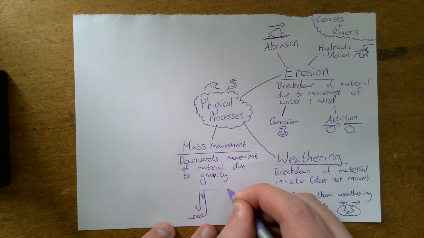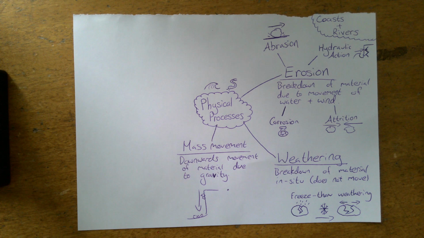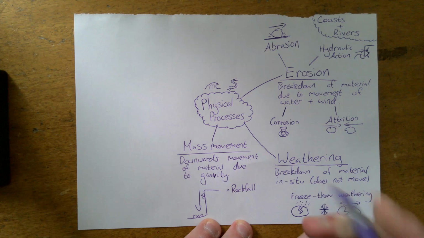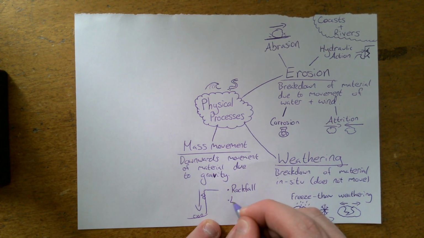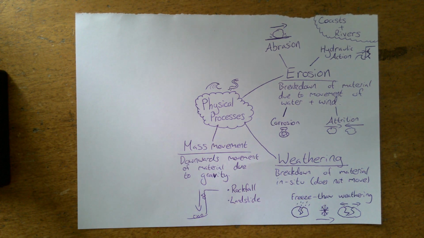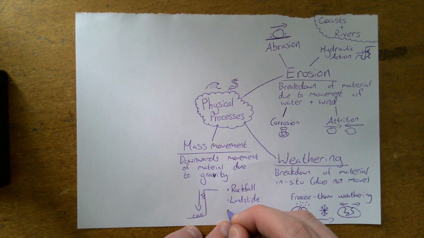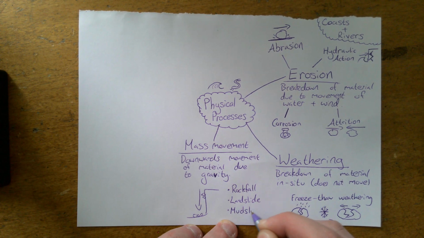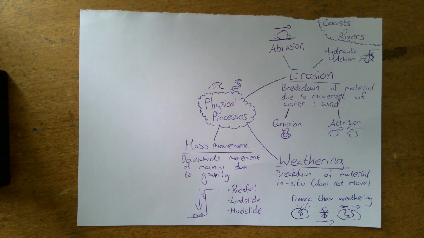Now, I'm not going to go into loads of detail about mass movement. It's more important that you're able to name that mass movement happens. Instead, I'm just going to very quickly name a few types. You've got rock fall, which is quite self-explanatory. You've got a landslide. That's a slightly different movement of this material, where instead of falling at a straight angle, it's going to move down a much more curved plane. So it's going to slide down. Or you might also have a mudslide, when it's a bit softer soil.